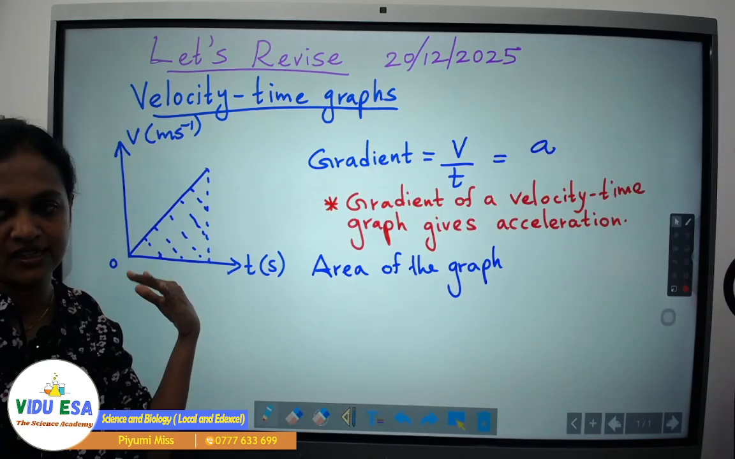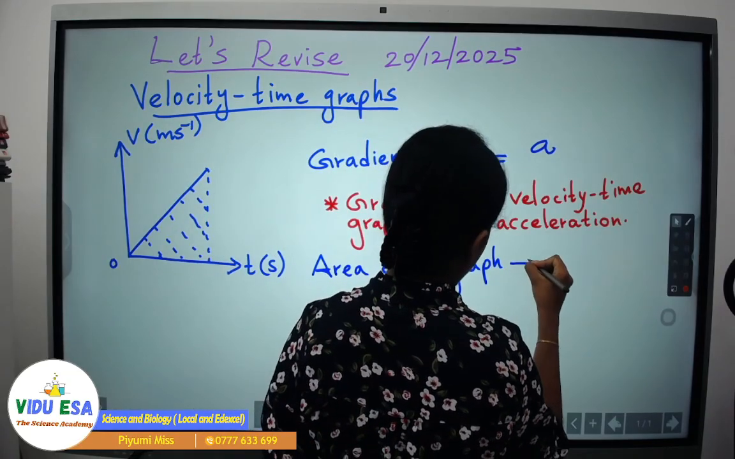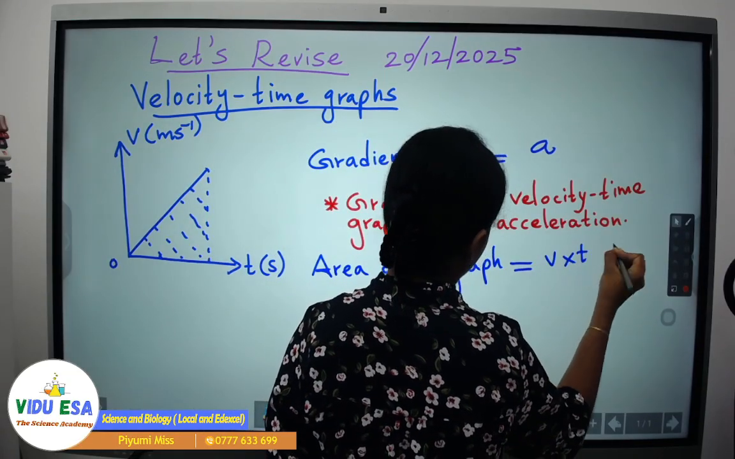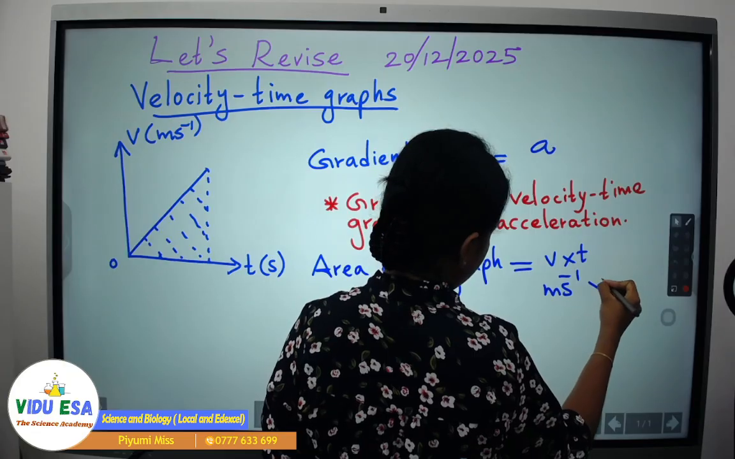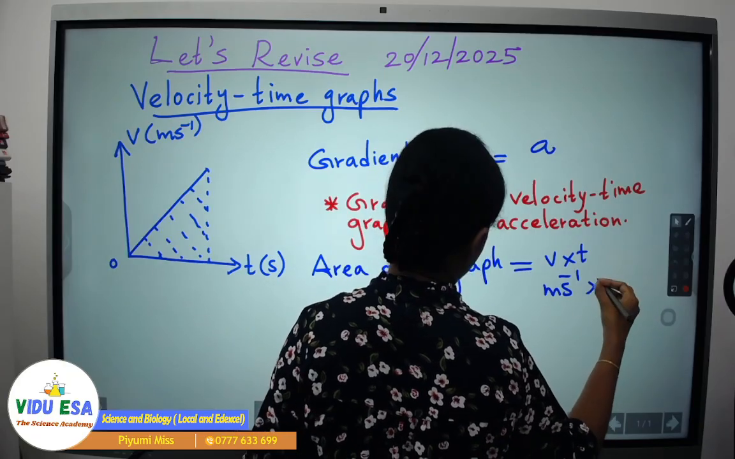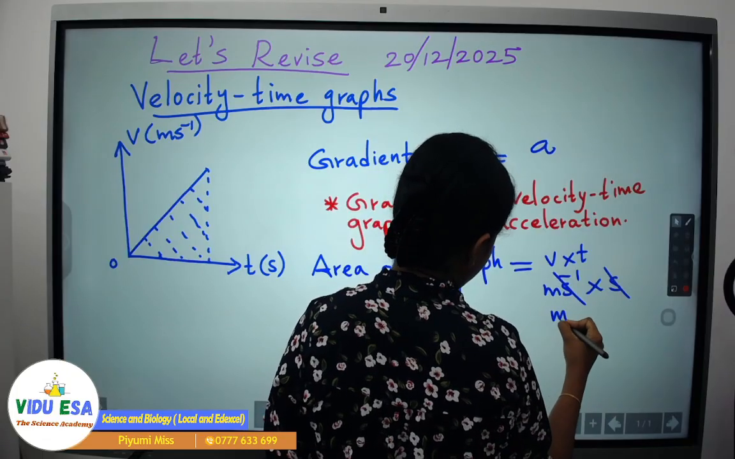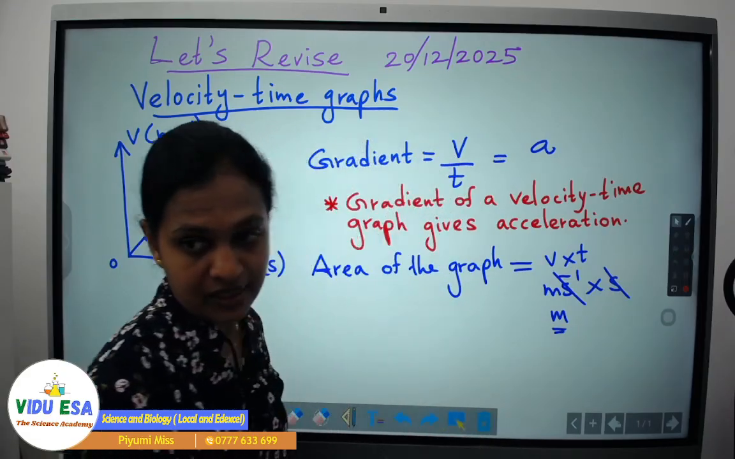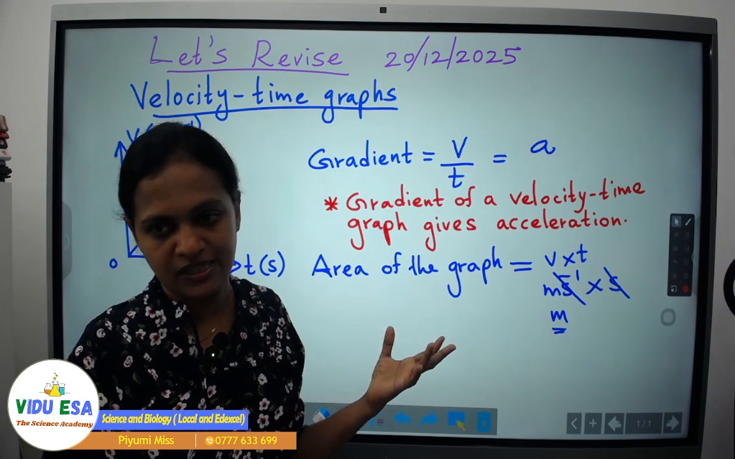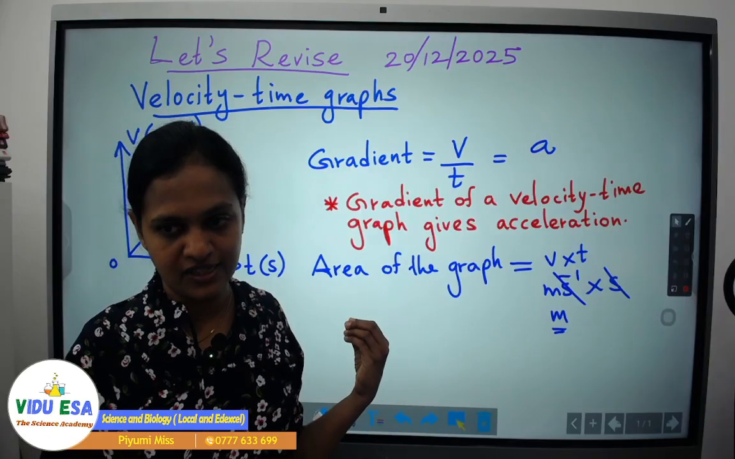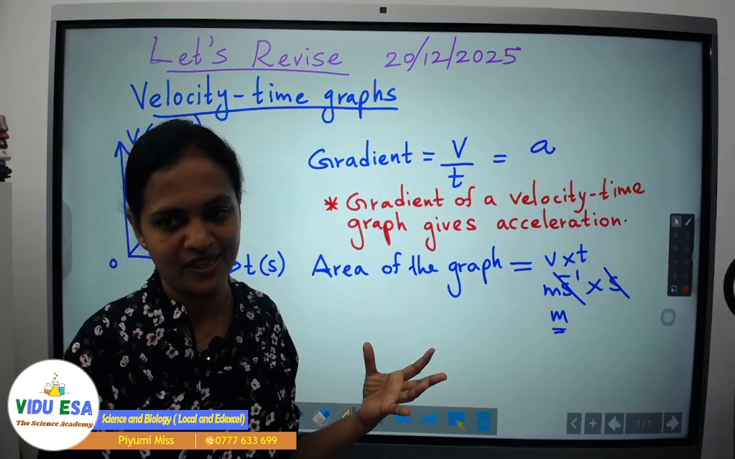In other words, that is time into velocity, or velocity into time. If we consider units, velocity is taken in m s^-1 and time is taken in seconds. Therefore, ultimately we will get the answer in meters. And what does it mean? The area covered by a velocity time graph gives the displacement. Or if it is a linear pathway, even the distance is equal to the displacement.